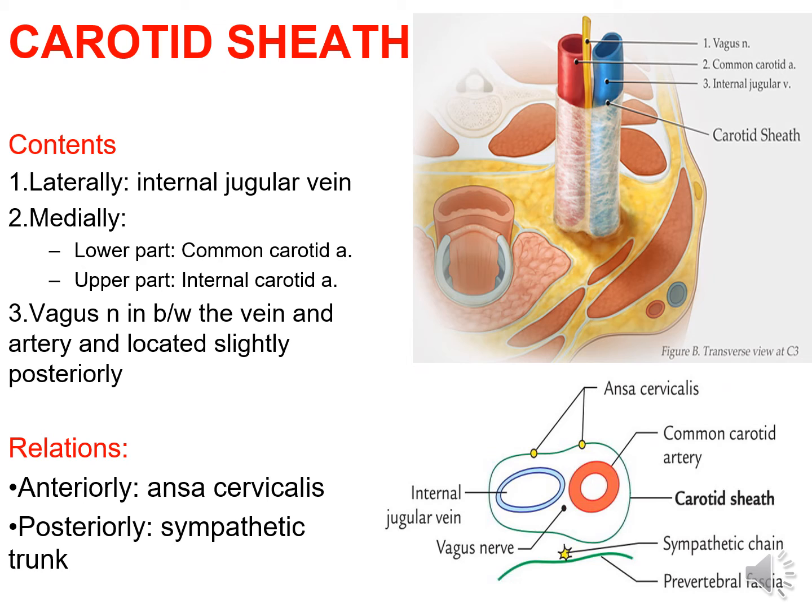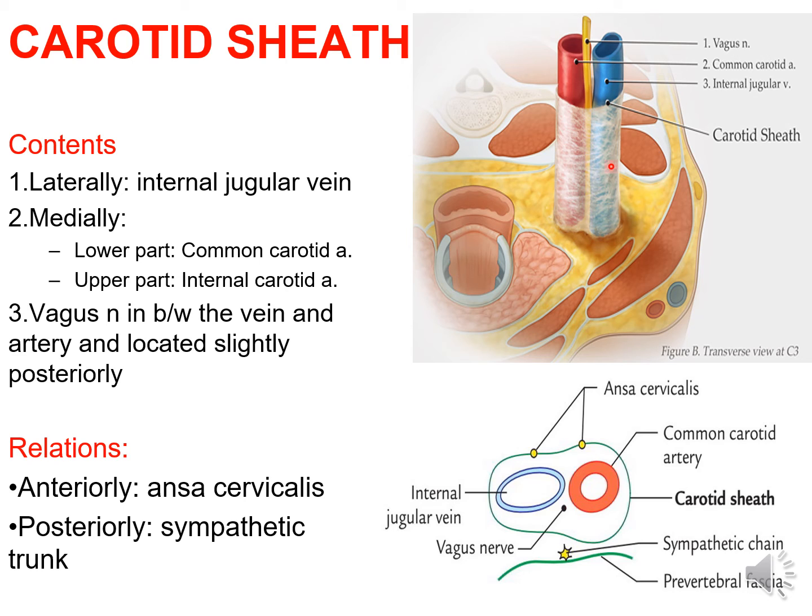So what lies in the carotid sheath? Here is the trachea, the thyroid gland, the oesophagus, and the vertebrae. So this is medial, this is lateral. Laterally it contains the internal jugular vein. Medially, in the lower part it contains the common carotid artery, whereas in the upper part it contains the internal carotid artery, as the external carotid artery leaves the carotid sheath to supply the face.